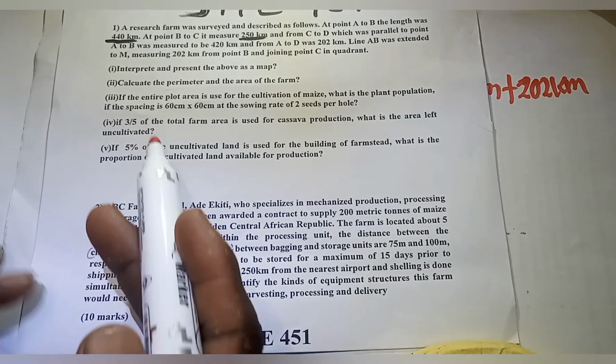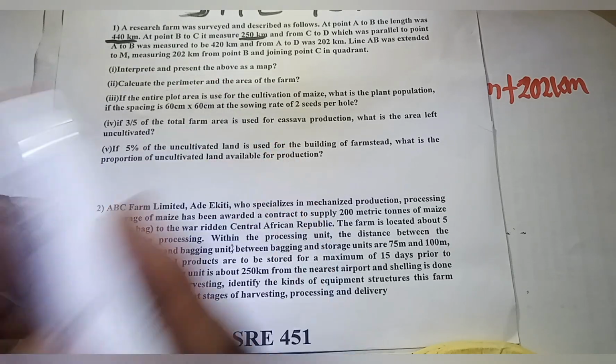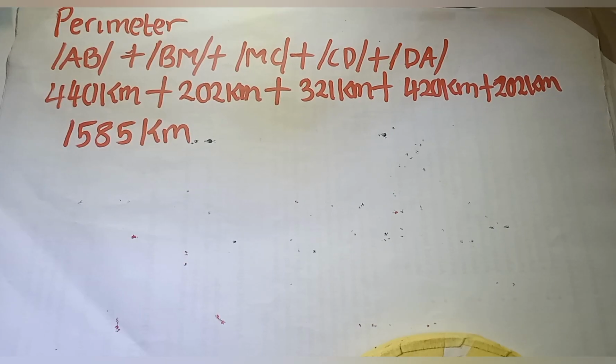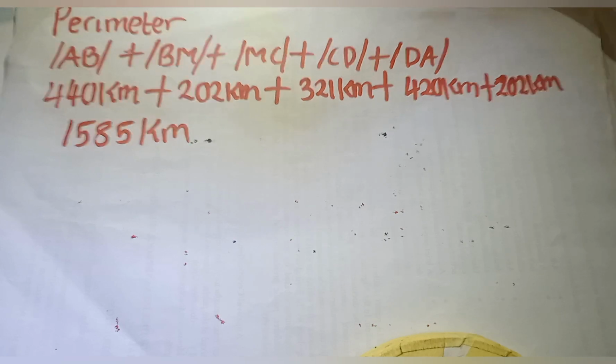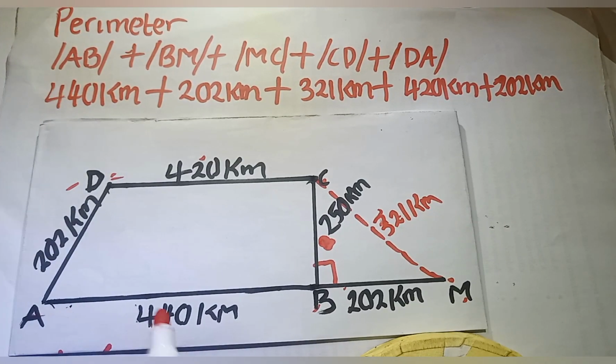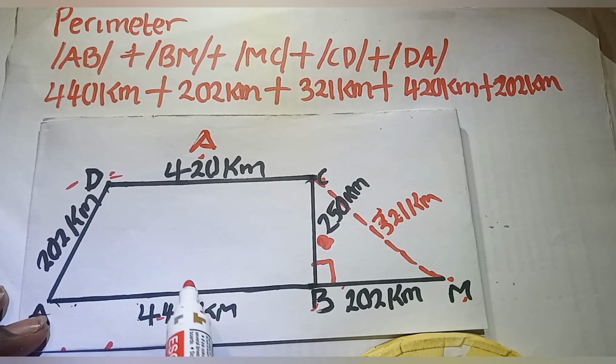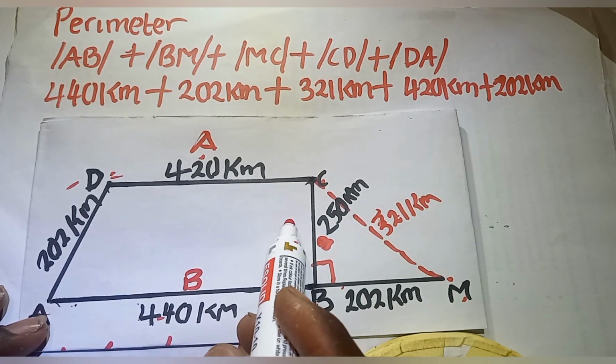Now let's proceed with the next question. We are looking for the area of the farm. If you look at this shape very well, this shape is a trapezium, and calculating the area of a trapezium is very simple. We have A here, B here, let me call this line B, and this is the height.